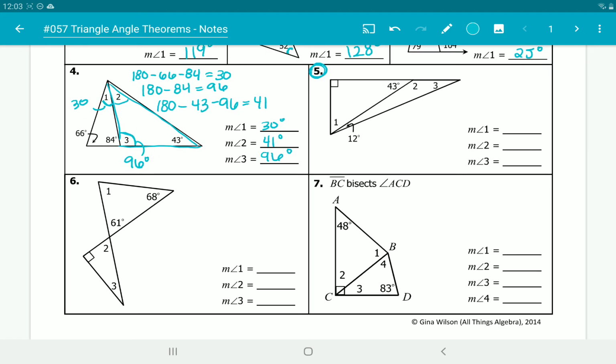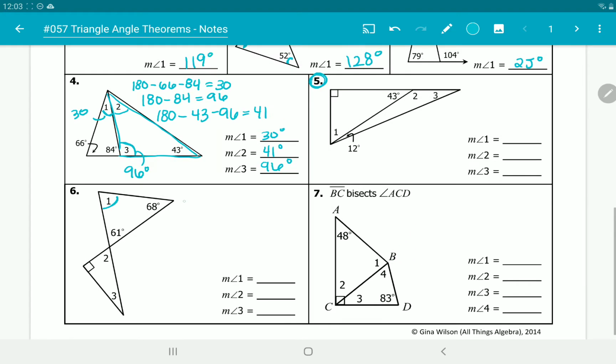Okay, so now we're going to look at number 6 on our own. So let's look at angle 1 first, okay? So you can see we have 2 of the angles in this triangle, so we can subtract those to get angle 1, subtract those from 180. So 180 in the whole triangle, 68 is taken up by that angle, 61 is taken up by that angle. That will give us 51. So angle 1 is 51 degrees.